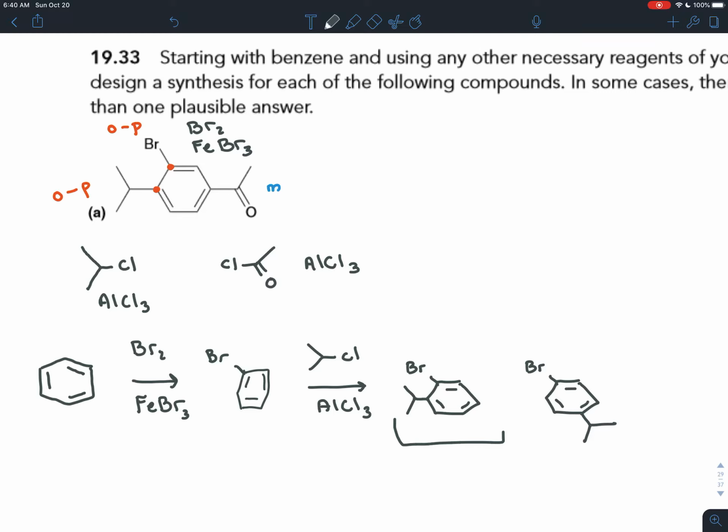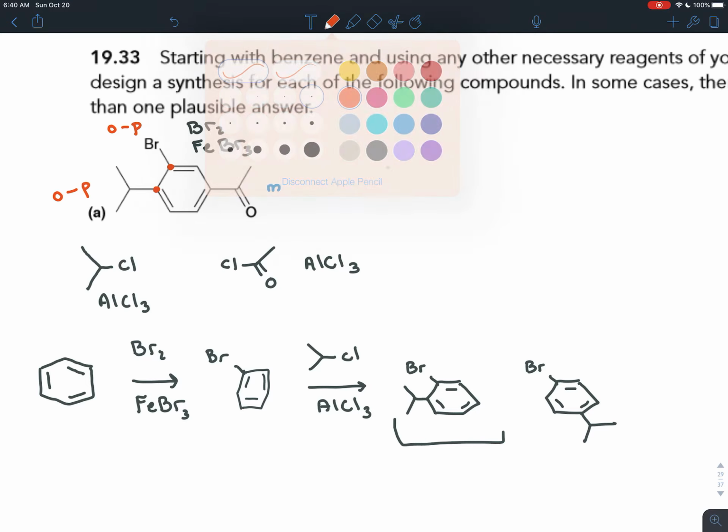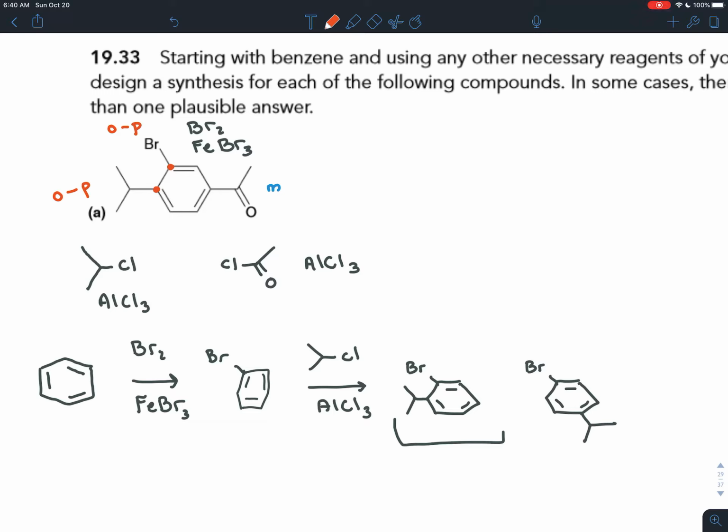Now, if we add this third group, we have to think about which group is going to be doing the directing effects. The bromine is weakly deactivating, and the alkyl group is weakly activating. So it's the alkyl group that's going to be doing the directing effects. It's more activating. So this is an ortho-para director. It'll either direct the incoming group to the ortho positions or to the para position. Now one of the ortho positions is taken, and so our incoming group can't go where the bromine is, but it can go at either of the other two positions.